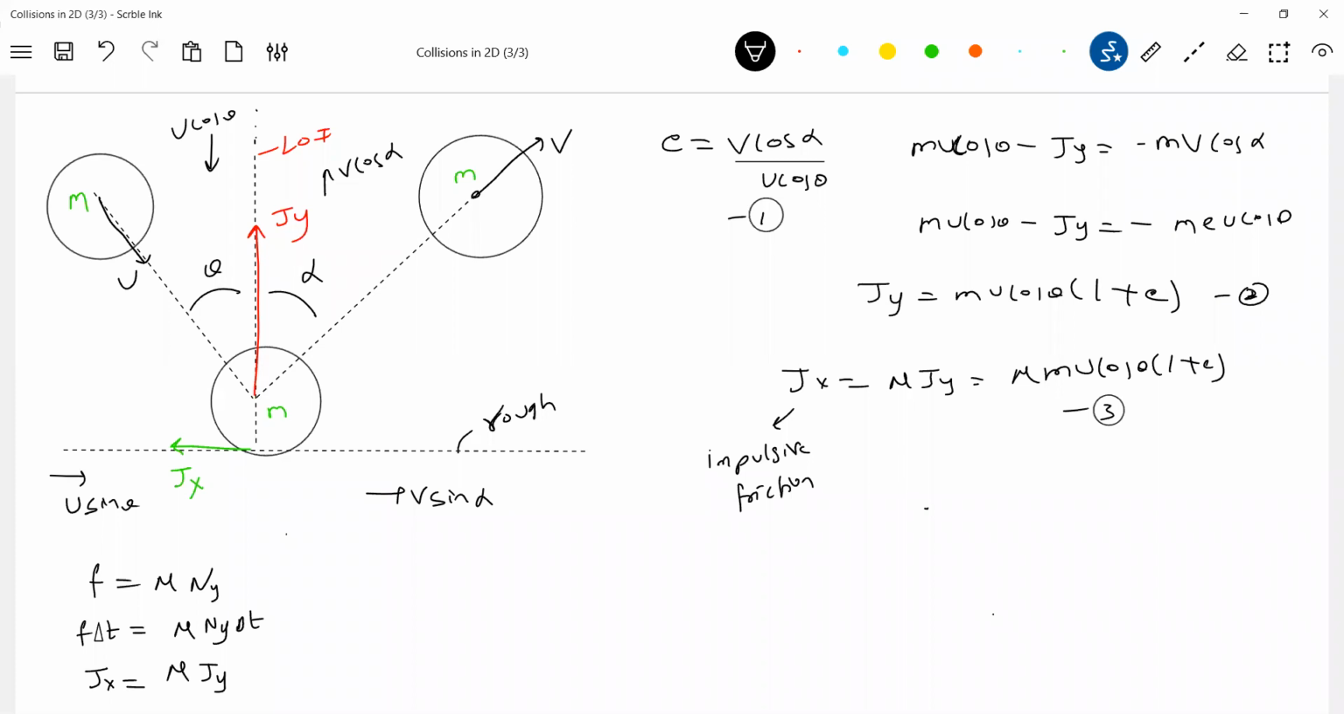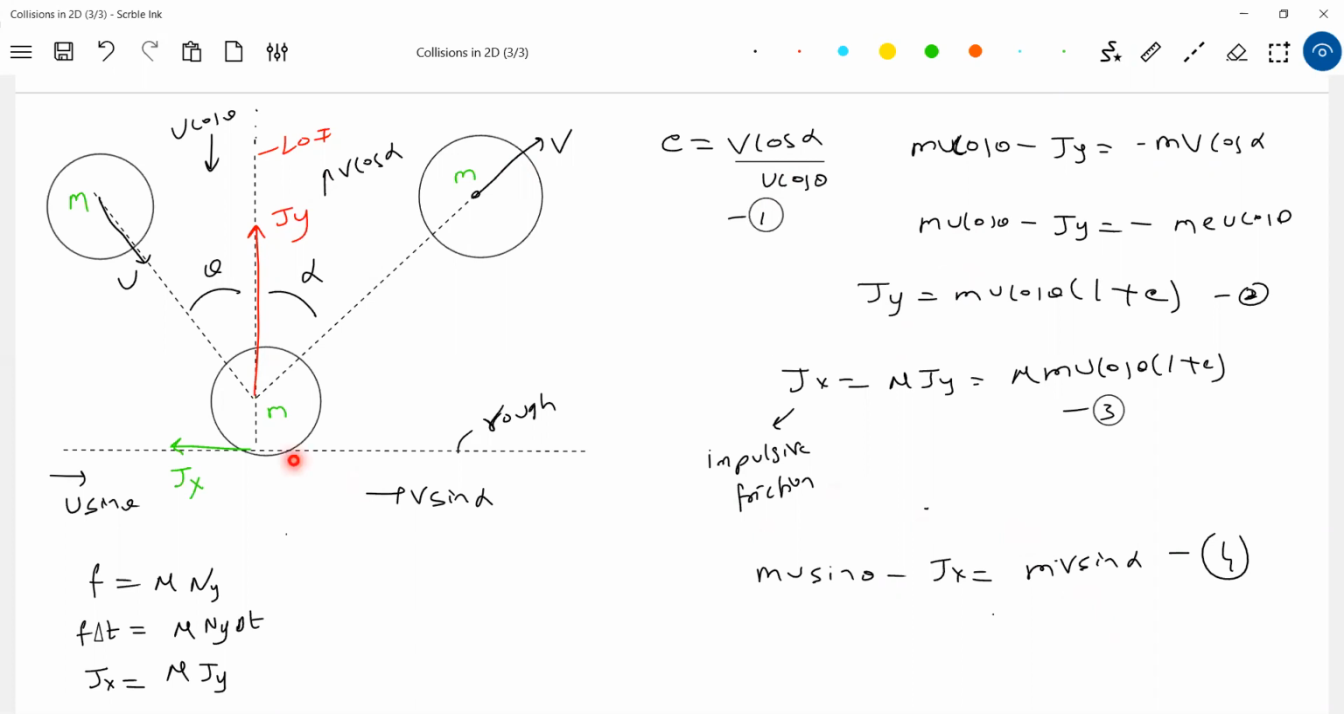Now alpha is unknown, no? Can we determine that? Applying the impulse momentum equation along the x-axis, mu sin theta minus Jx equal to mv sin alpha. I know Jx here, from this I'll substitute. V cos alpha and v sin alpha are known because I know e, u, and theta. Squaring and adding these two, I'll get the required equation. Like that, v and alpha can be determined by using all this set of equations 1, 2, 3, 4.